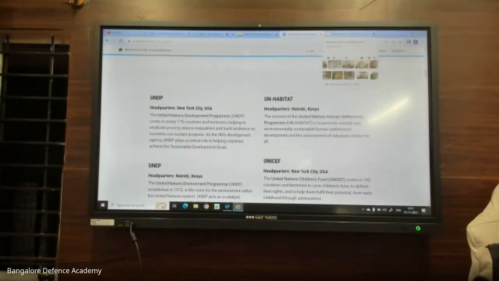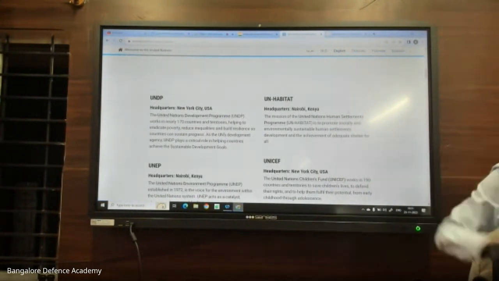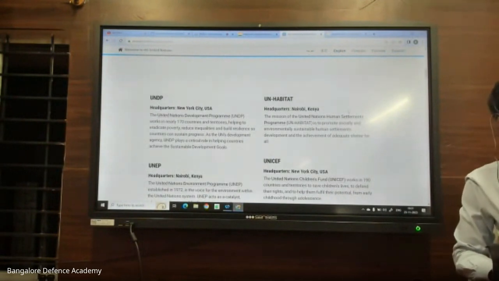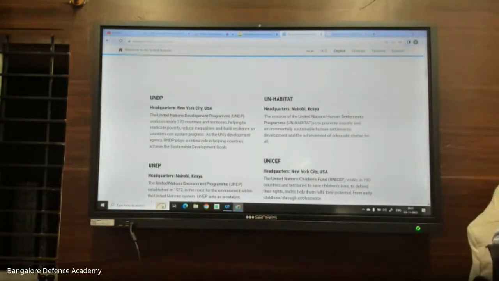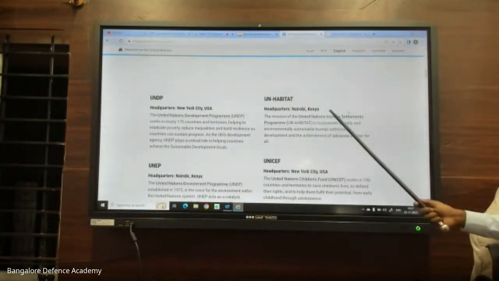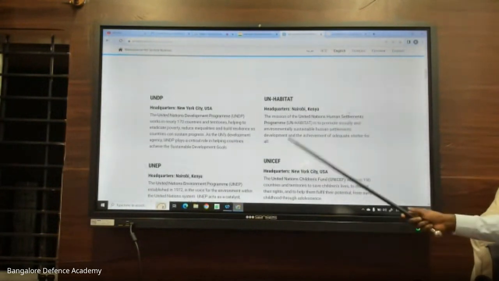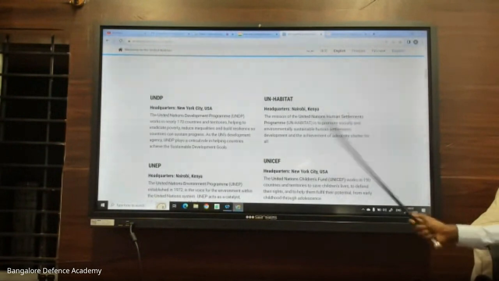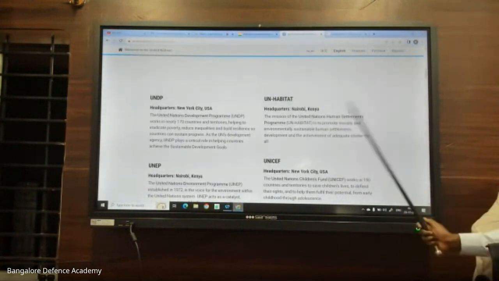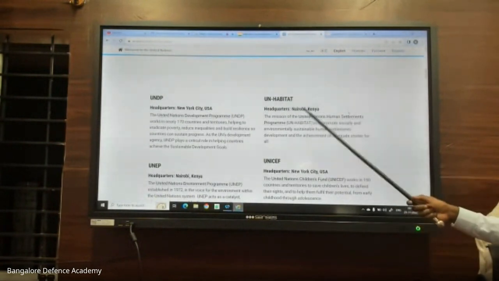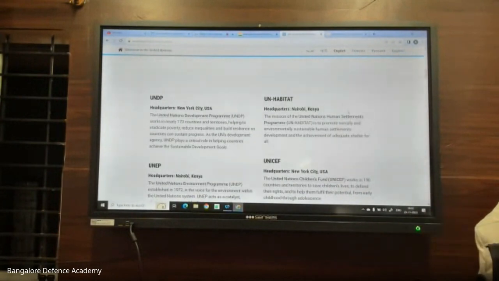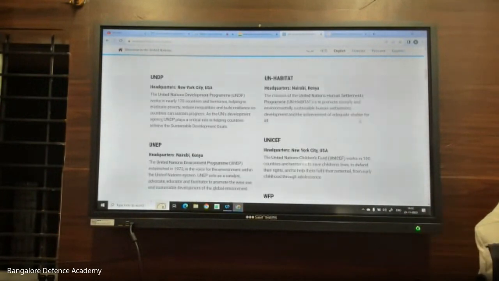Is it visible at the back, Susindran? UN Habitat. Write down the full form. United Nation Human Settlement Program. Headquarters Nairobi. Nairobi is in Kenya. Next.